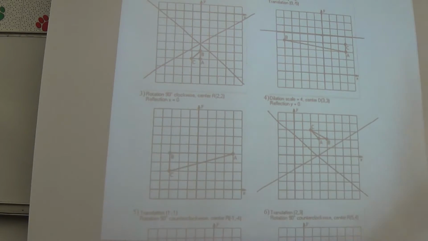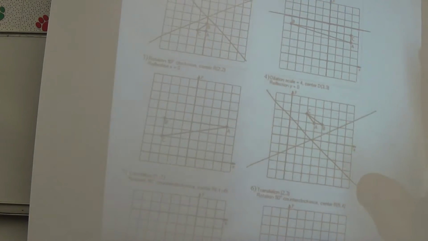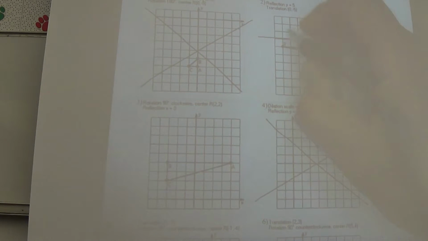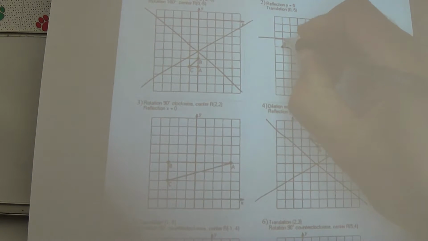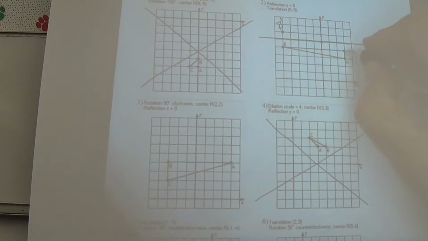Okay, so we're reflecting across that line. So let's go ahead and do that operation. We're just going to reflect across that line. Same distance on this side as that side, so this one's going to be B prime. Same distance on this side as on that side, so this one's going to be C prime.